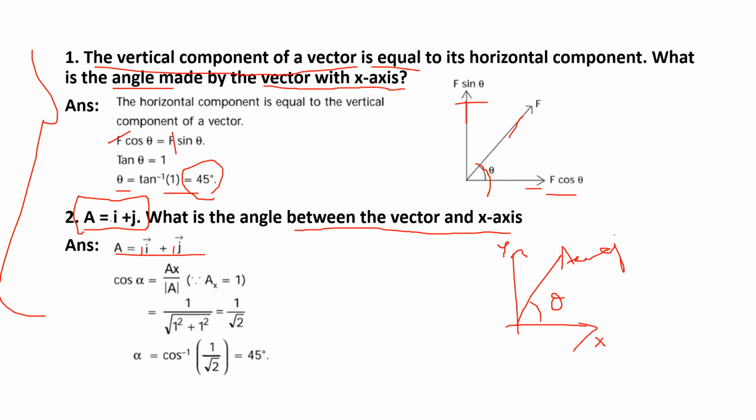So cos theta is equal to Ax by the magnitude of A. The magnitude of the horizontal component Ax is 1, so 1 by the magnitude of A, which is root of a square plus b square, which is equal to 1 by root 2. Where we get 1 by root 2 in cos, it is 45 degrees. So finally theta is equal to 45 degrees.